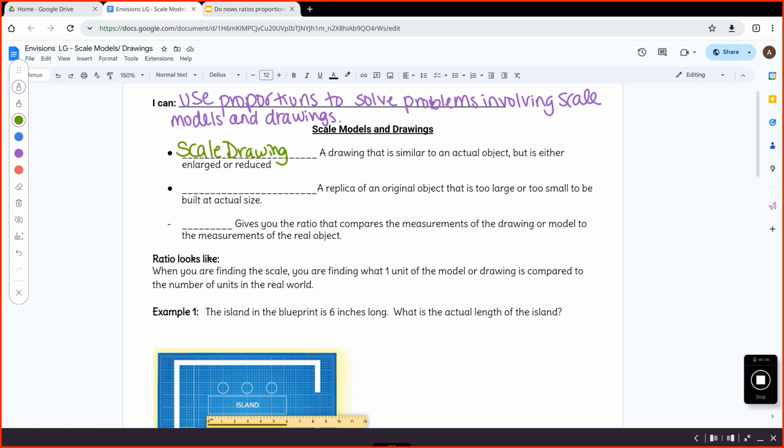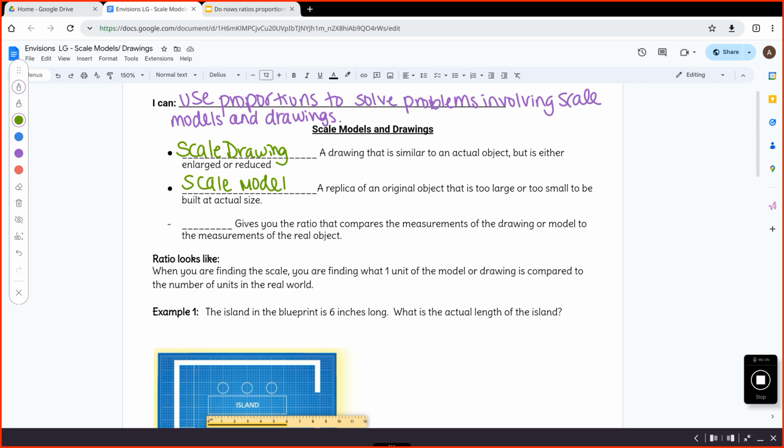A scale model is a replica of an original object that is too large or too small to be built at actual size. So you can think of the Hess truck around Christmas, or some of those really nice toy cars. Those are scale models of real cars.